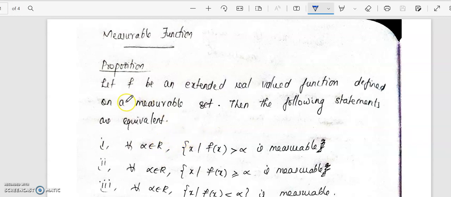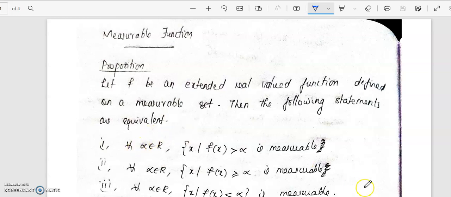So, the proposition states that let f be an extended real valued function defined on a measurable set. ഇപ്പോൾ f എന്ന് പറയുന്ന extended real valued function ആണ്. That means f can take the values minus infinity and plus infinity and any real value between minus infinity and infinity. So f is an extended real valued function defined on a measurable set. Then the proposition states that the following statements are equivalent.